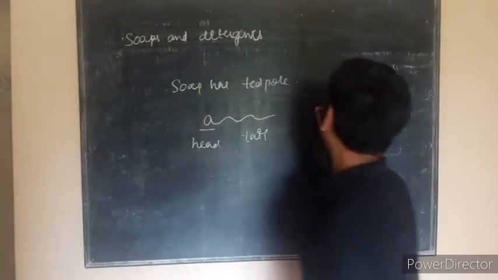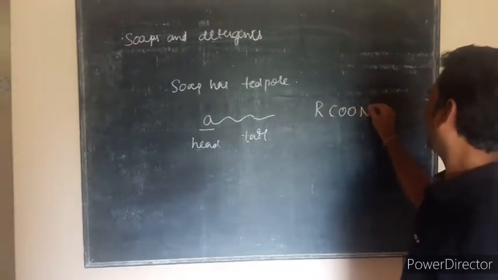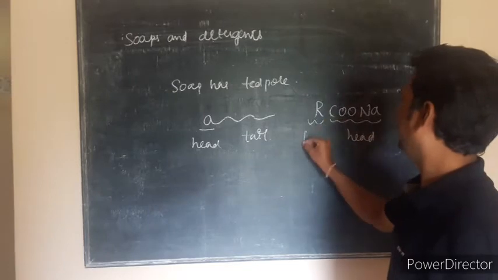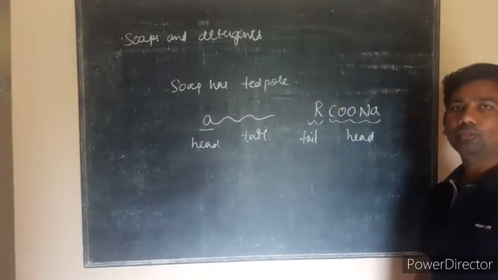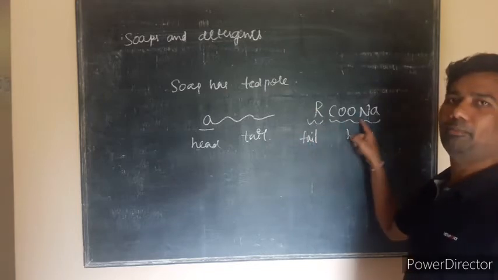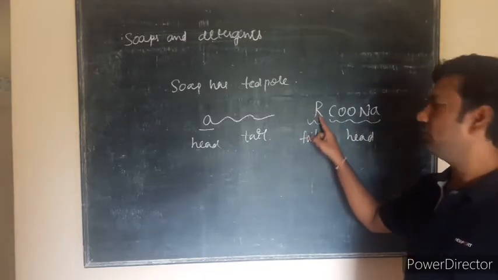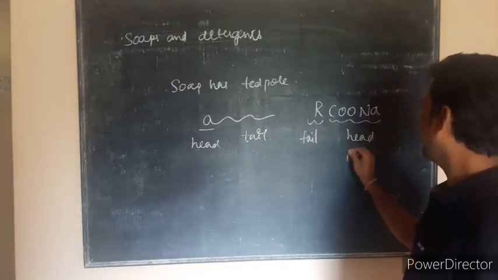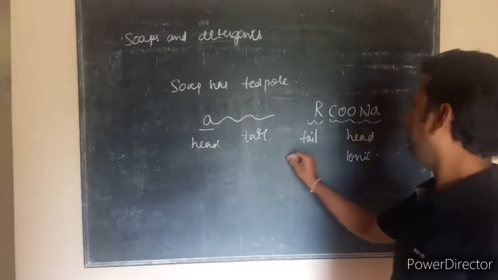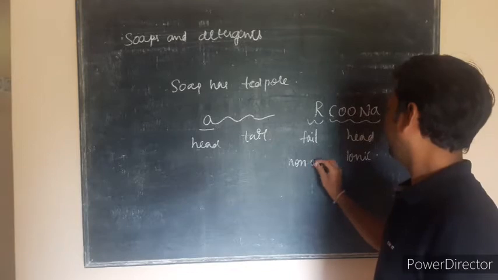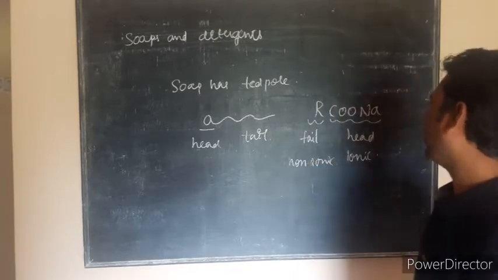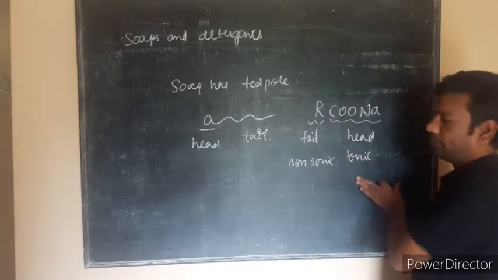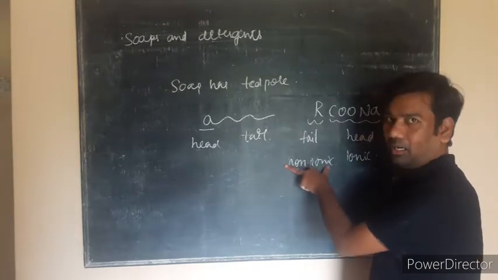It's a general formula. I will write it like RCOONa. So this is the head part and this is the tail part. The tail part indicates any alkyl group, like CH3COONa or C2H5COONa, anything. This is the tail, this is the head part. The head part contains the ionic component and the tail part contains the non-ionic component. What do you mean by ionic and non-ionic? Those which dissolve in water are considered ionic components, and those which do not dissolve in water are dissolved in oil.